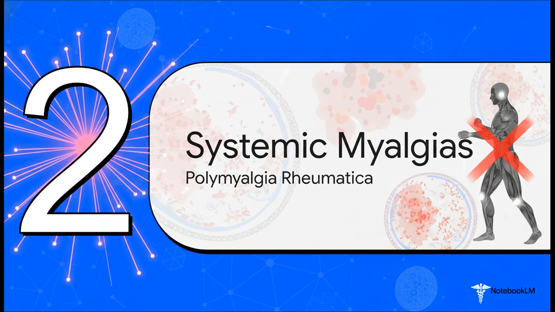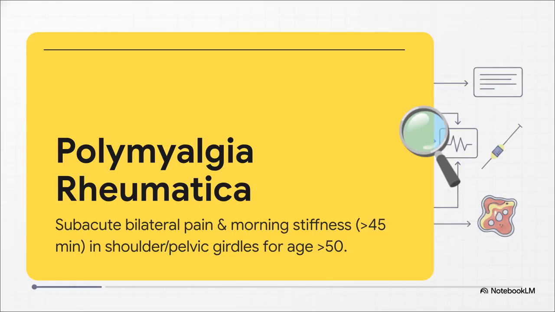Moving to Section 2, systemic inflammatory myalgias, specifically focusing on polymyalgia rheumatica. For polymyalgia rheumatica, or PMR, you have to apply a very rigid clinical definition. This is exclusively a disease of patients over 50 years old. You're looking for profound bilateral pain and morning stiffness lasting strictly more than 45 minutes, and it's going to be localized directly to the shoulder and pelvic girdles.